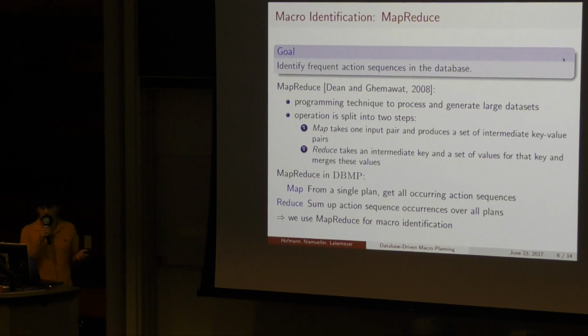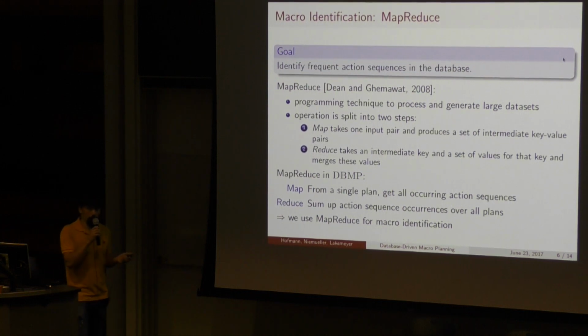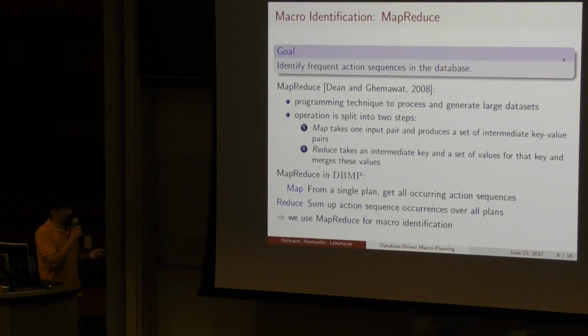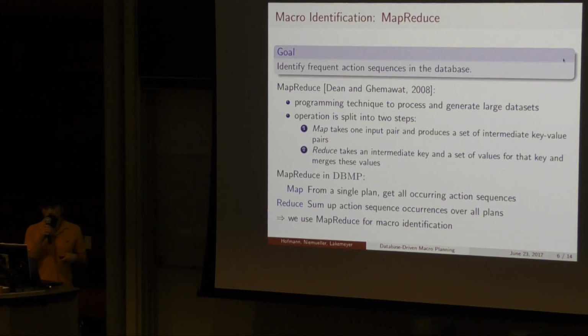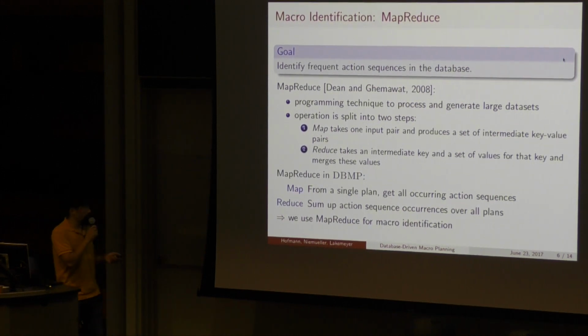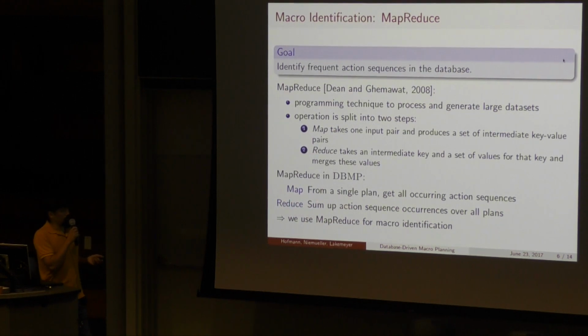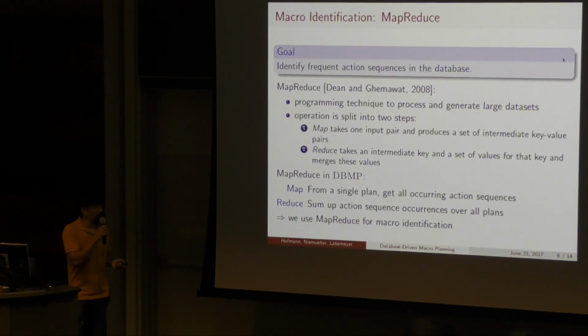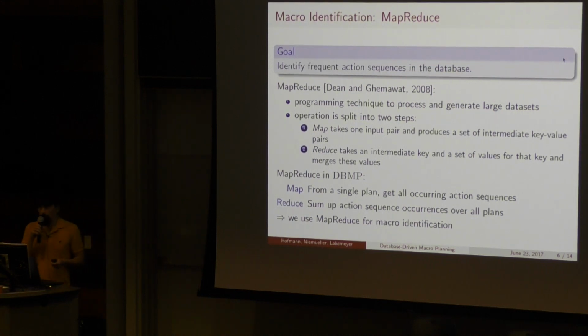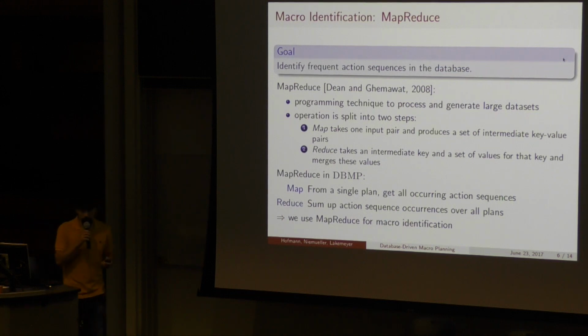So if you look at our example, PDDL plans, then our map step is that from a single plan, we get all occurring action sequences, including all subsequences with all parameter assignments. And then in the reduce step, we just count all these action sequences over all plans. So this is how we use MapReduce to identify macros in our plan database.